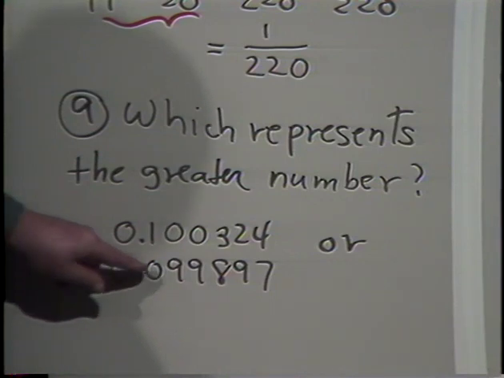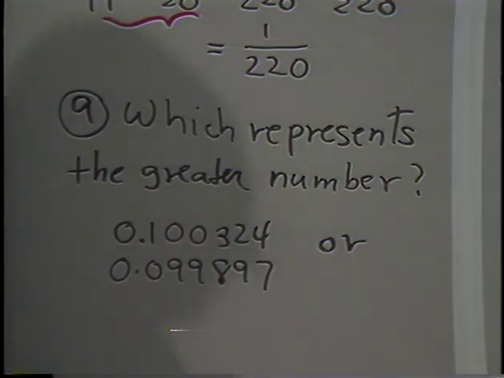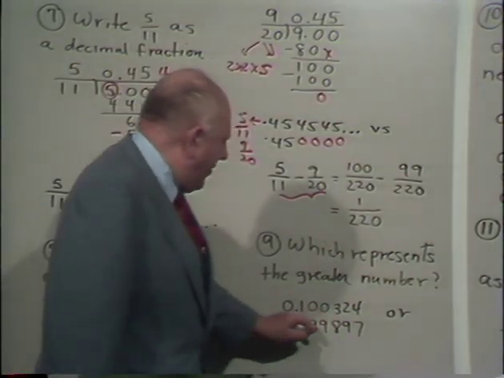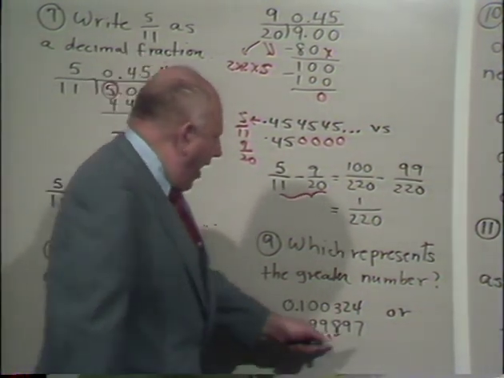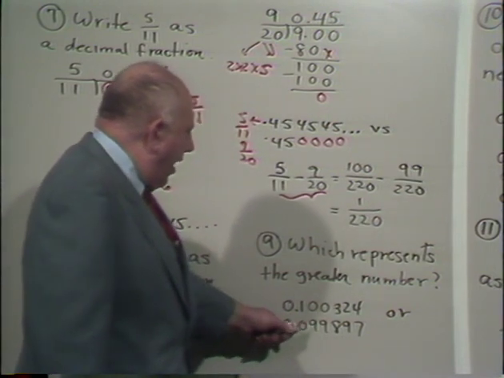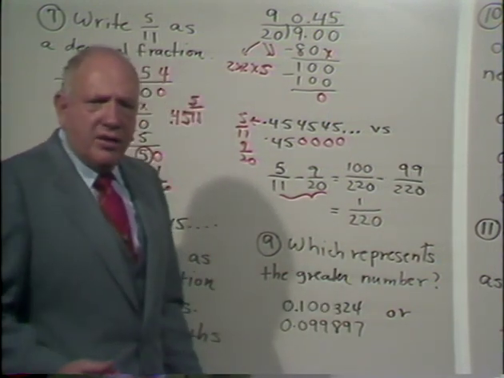0.100324 or 0.099897. See, lots of people see the 9s and the 8s and the 7s and the 1s and the 0s and the 3s, and obviously the sum of the digits of the bottom number is greater than the sum of the digits of the top number.